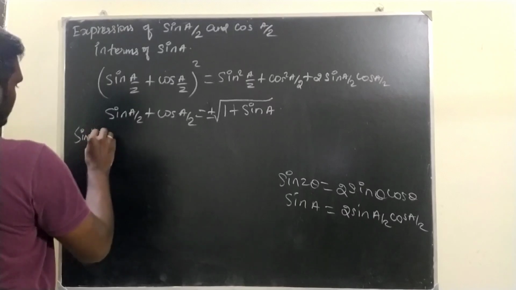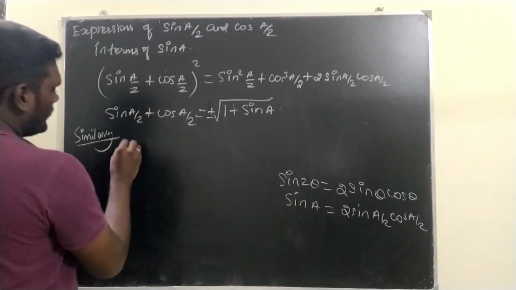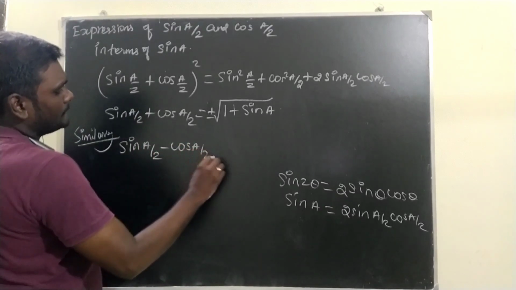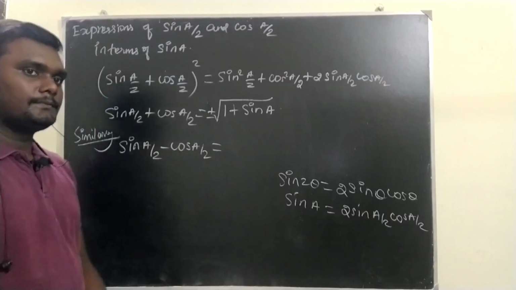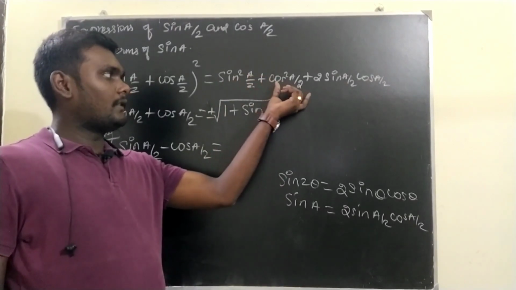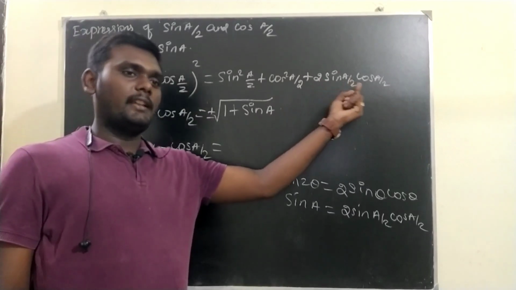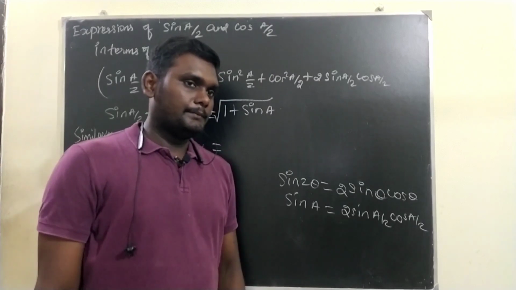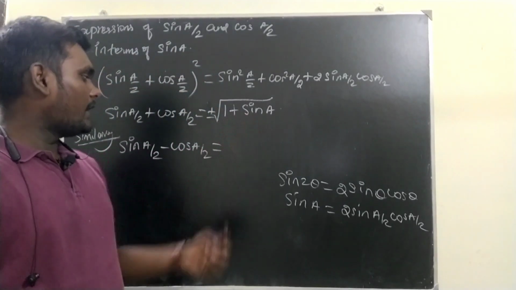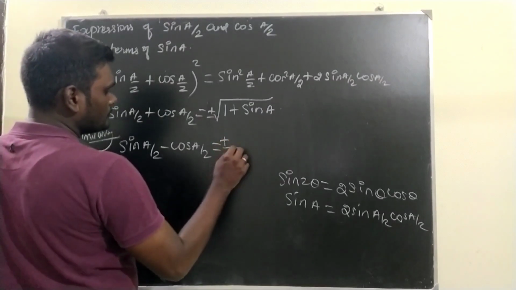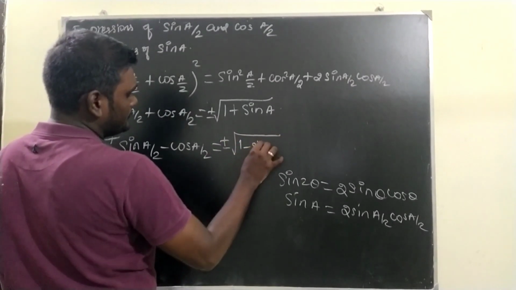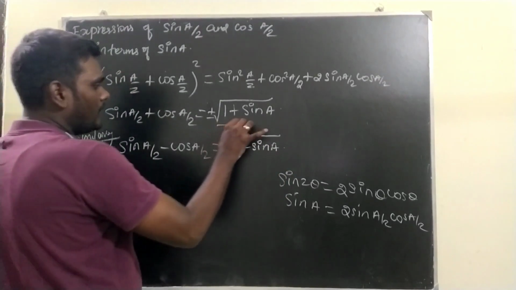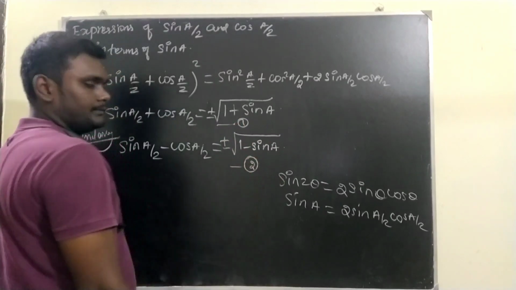Similarly, sin A by 2 minus cos A by 2. What will you get? Sin square A by 2 plus cos square A by 2 minus 2 sin A by 2 cos A by 2. Is it or not? A minus B whole square. Now, instead of 1 plus sin A, what we will get is 1 minus sin A. So take this as equation 1, take this as equation 2.